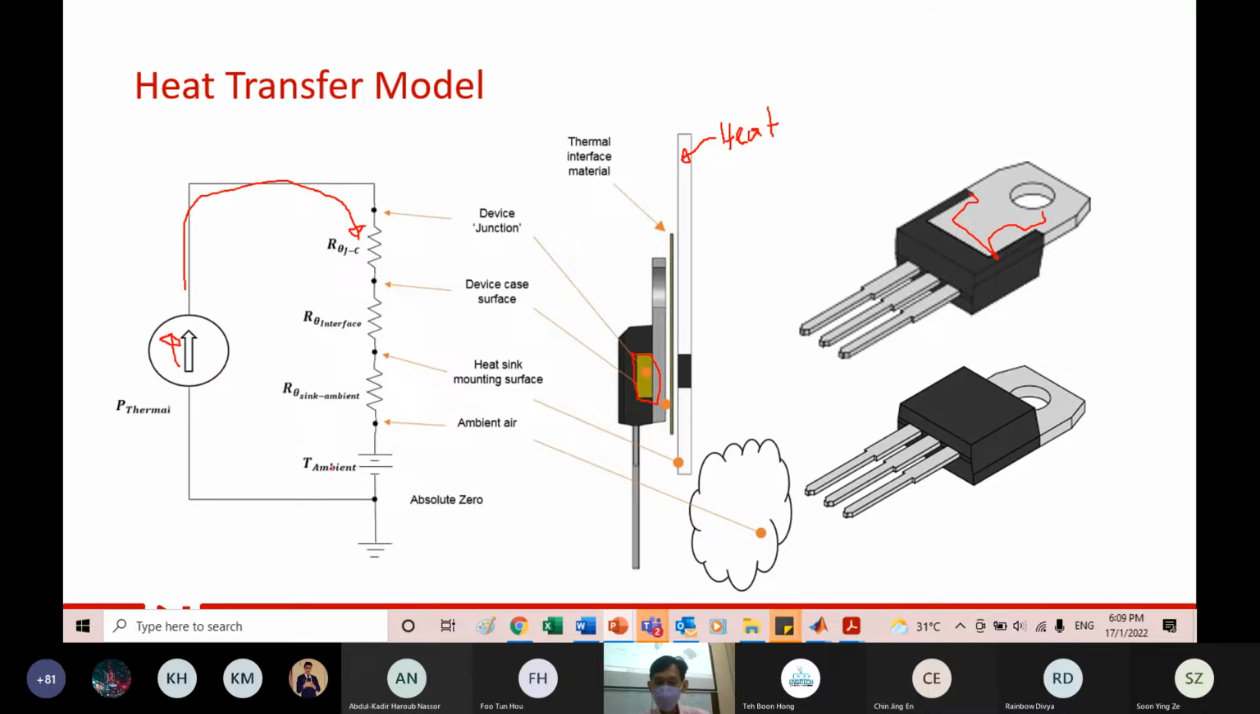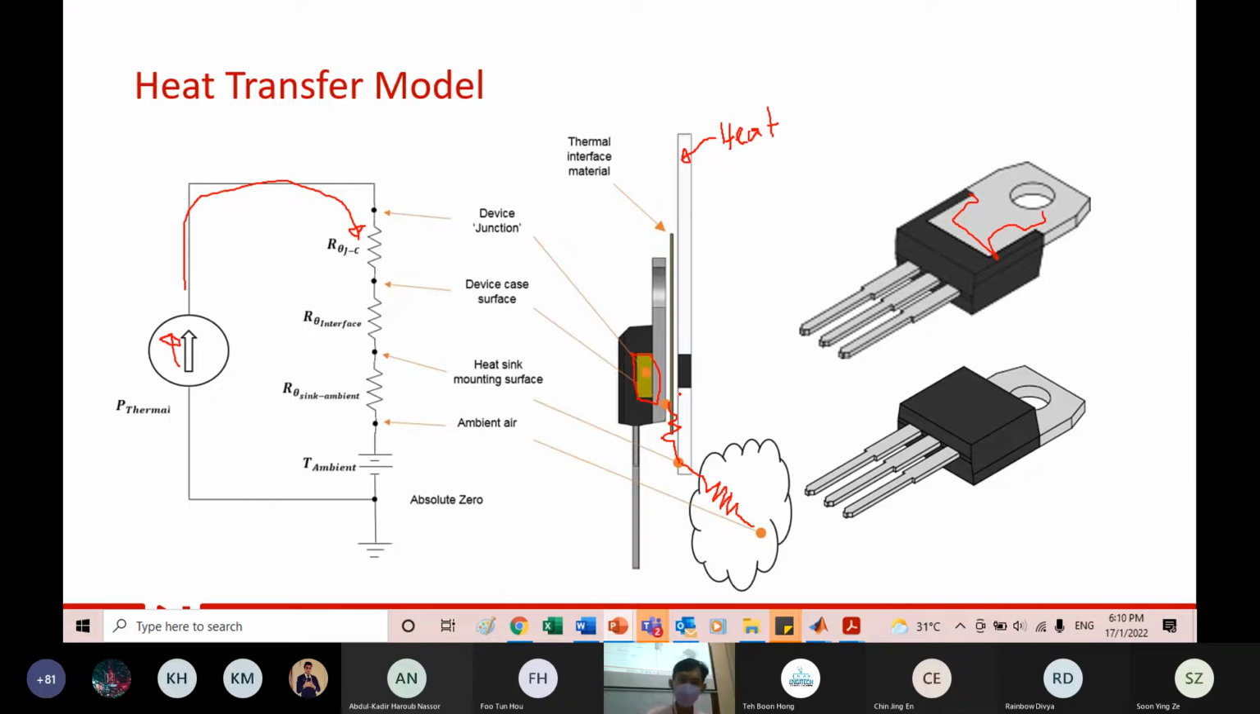So the ambient air has an interface. That means this interface between the heat sink and the ambient is just like a resistor, a heat resistor. We also have the interface to the case, so you just imagine a resistor at that point. So this is how you model heat transfer. You look at it like an electric circuit.